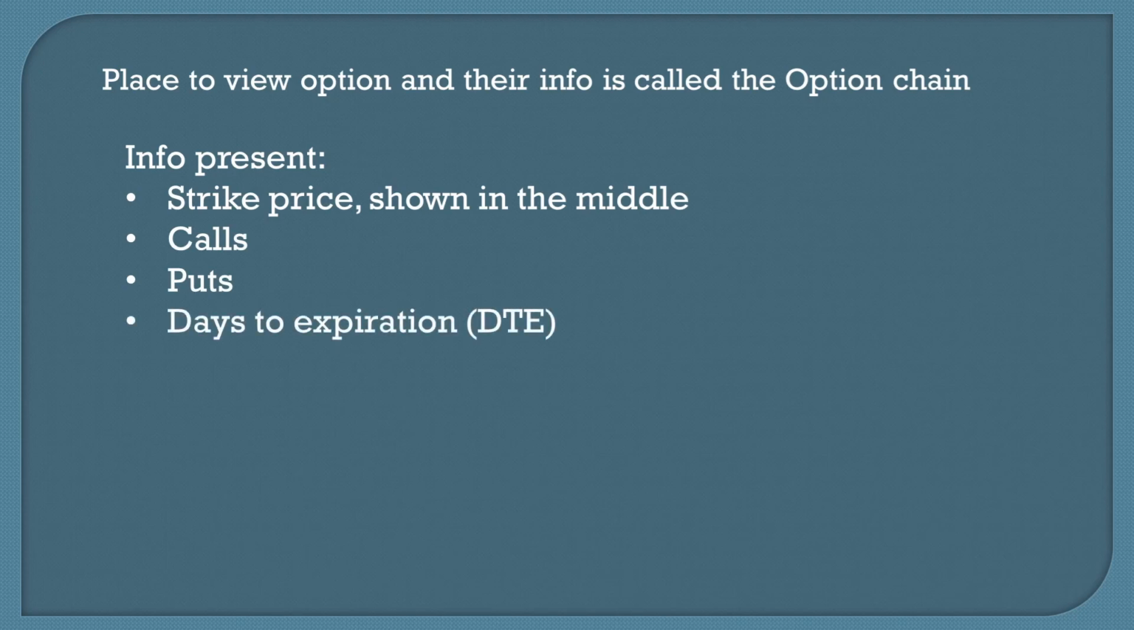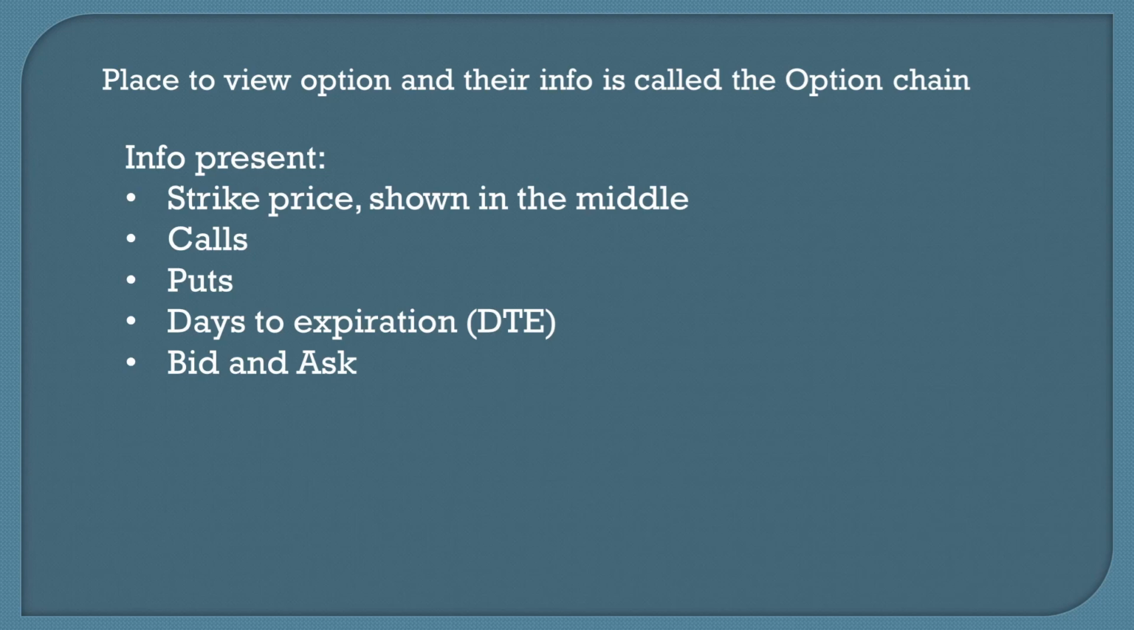You can also view the remaining days to expiration for a particular option. Recall in my previous video, I mentioned that all options have a time limit. If an option is only valid for the next 20 days, it will show 20 days to expiration. Now, in addition to DTE, you can also view the bid and ask of the option.